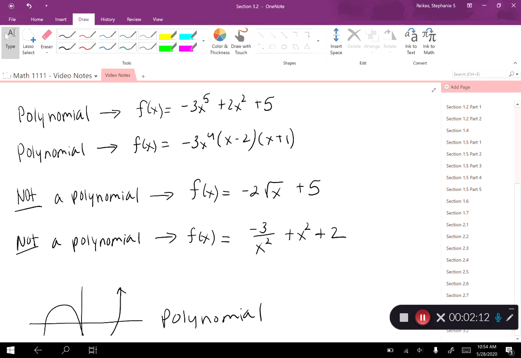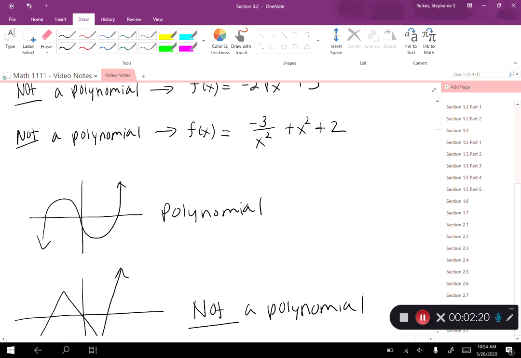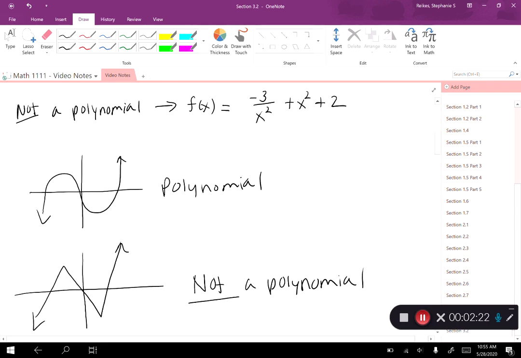Next, let's take a look at two examples graphically of what a polynomial does and does not look like. The first graph is a nice smooth curve moving up and down. That is a polynomial. However, the second graph has sharp peaks that make the shape more of a V. That is not a polynomial.